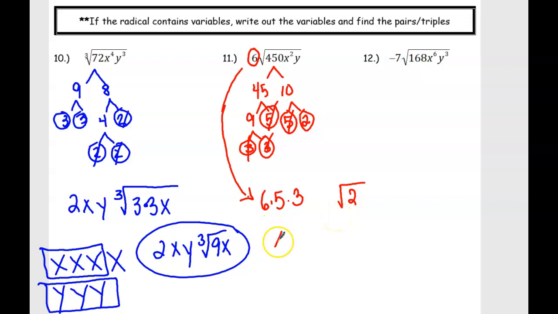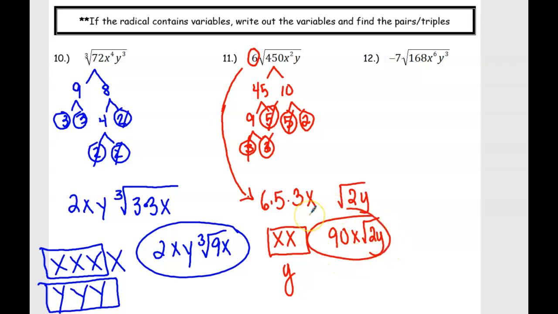We've got x squared, so 2 x's, which means I've got one pair of x's I'm going to pull out with none left over, and then I just have a y. Well, I don't have any doubles, so that's going to stay inside. So when I multiply it all out, I've got 6 times 5, which is 30, times 3 is 90, x radical 2y, and there's my answer.